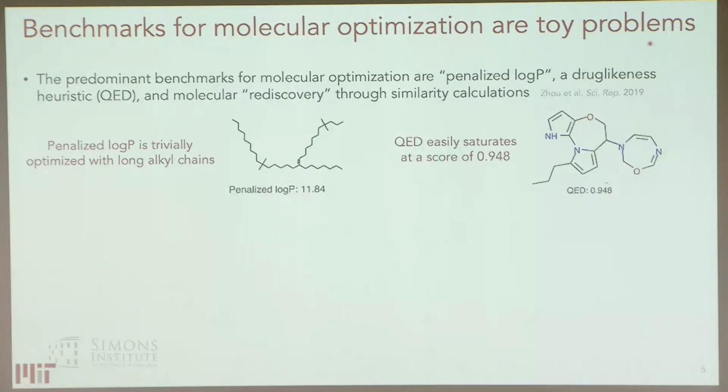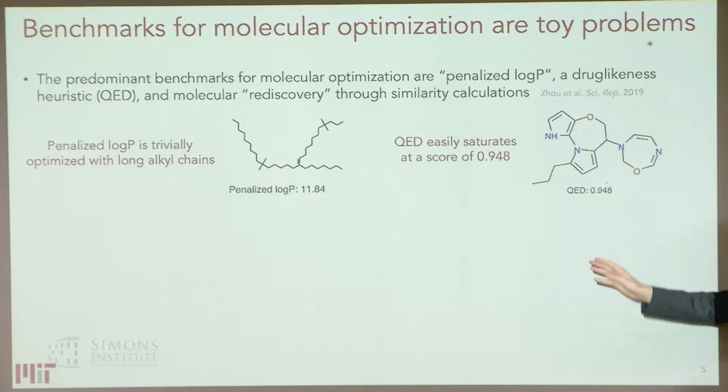The first thing I wanted to point out is that as the field really grew to explore generative models for molecular design, it very quickly converged onto a series of very silly oracles. So still the predominant objective functions and oracles that are used to benchmark generative models for molecular structures are things like penalized log P, this QED heuristic, and then these similarity calculations that are trying to mimic the rediscovery of known drugs.